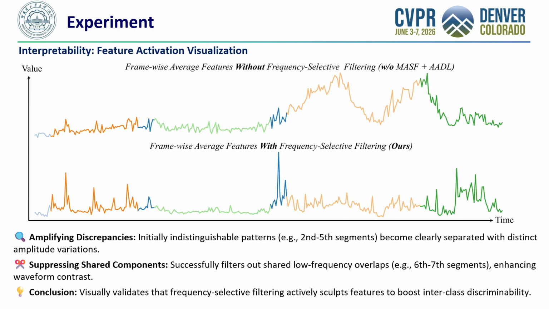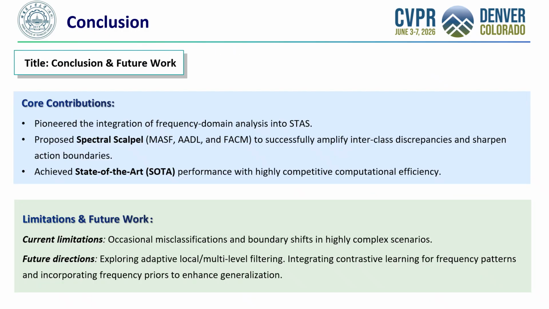Finally, to understand how our model works, let's look at the feature activations in the figure. Without filtering, adjacent actions exhibit highly entangled and similar patterns. However, as seen on the bottom, our filtering successfully suppresses shared low-frequency components and amplifies unique amplitude variations, perfectly validating our original motivation. To conclude, Spectral Scalpel pioneers the integration of frequency domain analysis into STAS. By combining MASF, AADL, and FACM, we effectively amplify interclass discrepancies and achieve state-of-the-art performance with high efficiency.